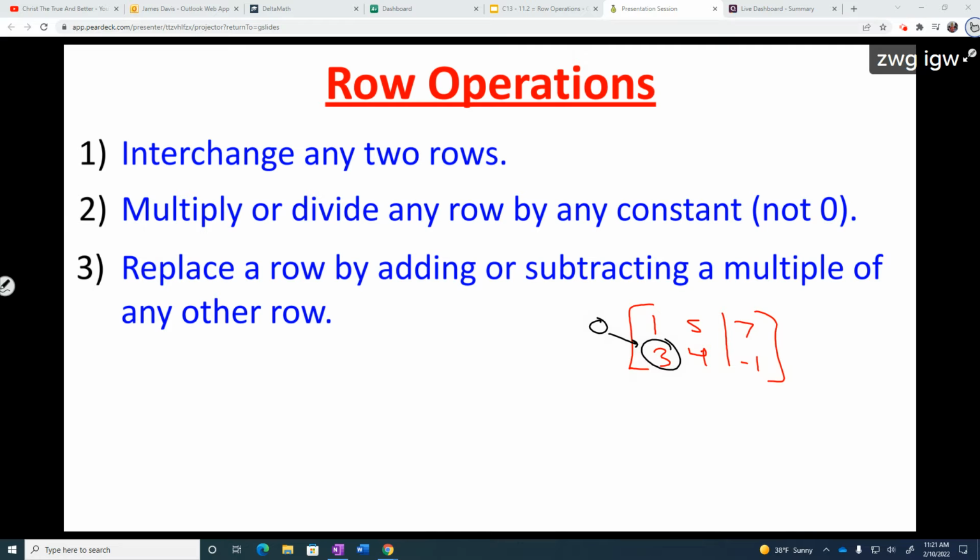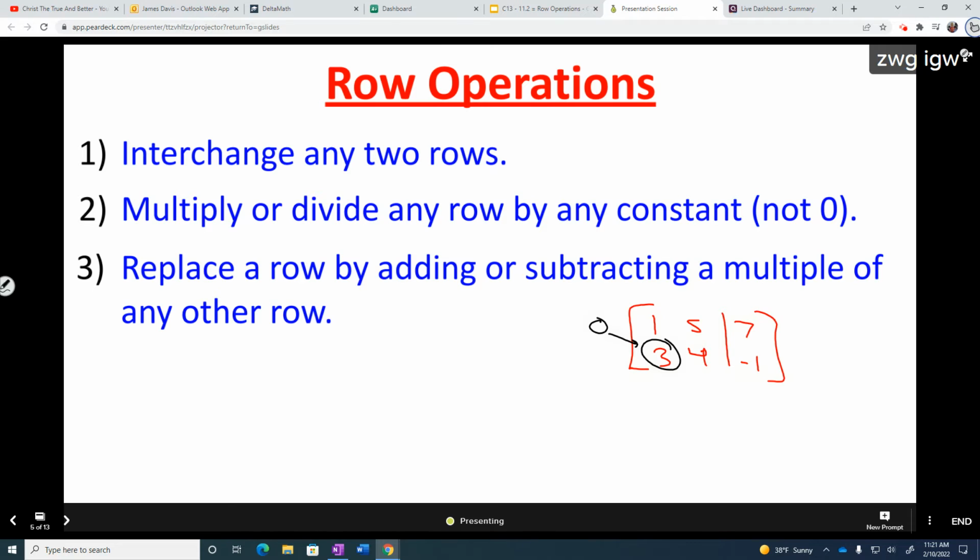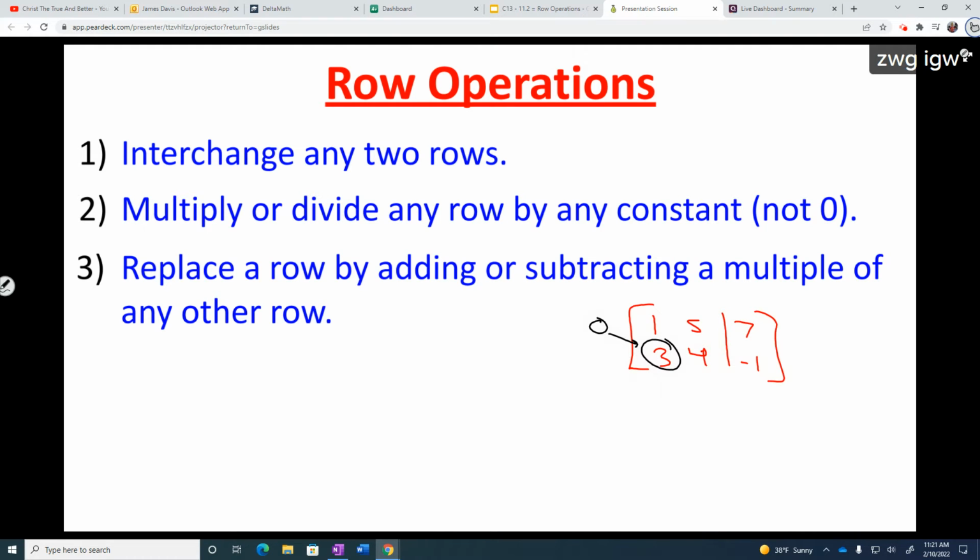Now these first two operations aren't going to work. If you multiply or divide by any constant, you're never going to get 0. The only way you can get 0 is to multiply by 0, and we're not allowed to do that. So the only other option is this: we're going to replace a row by adding or subtracting a multiple of another row.